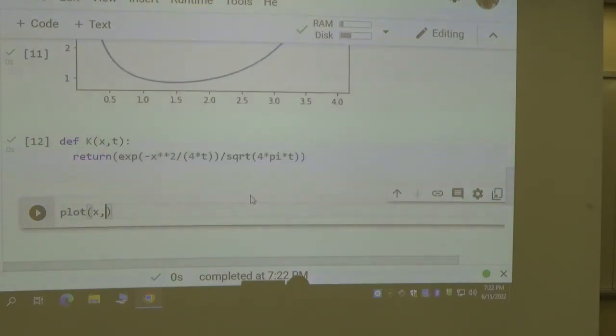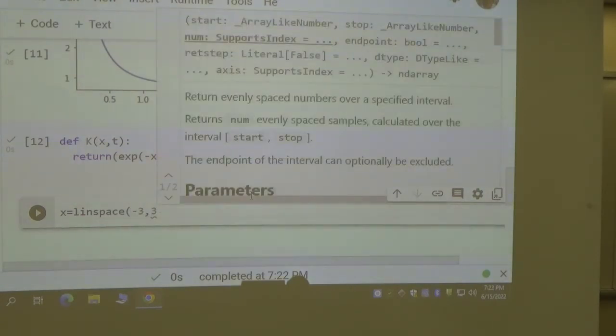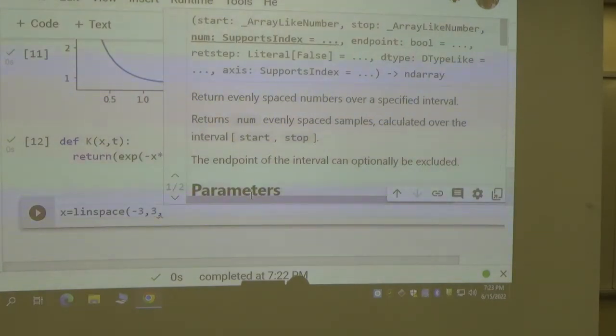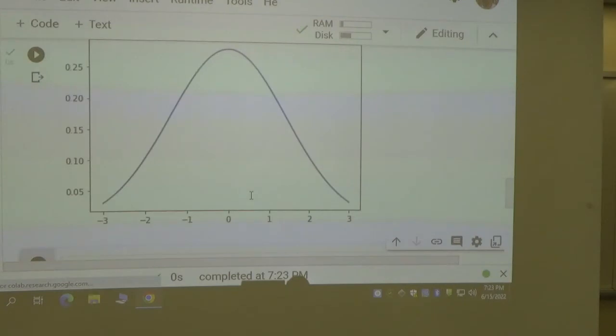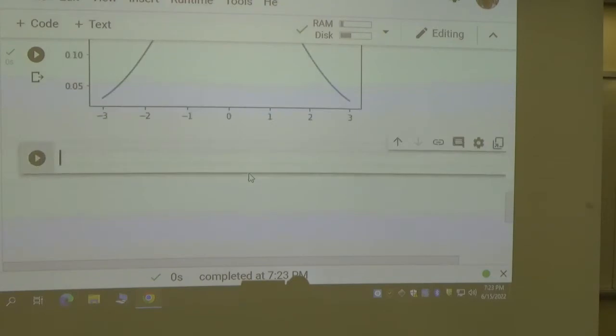Oh, now we have to define x again. x as linspace from negative 3 to 3 with 101 points, and let's plot x comma k of x comma 0.1. Let's just put 1. Let's see what happens first. Okay, so that's a nice looking Gaussian function, right?